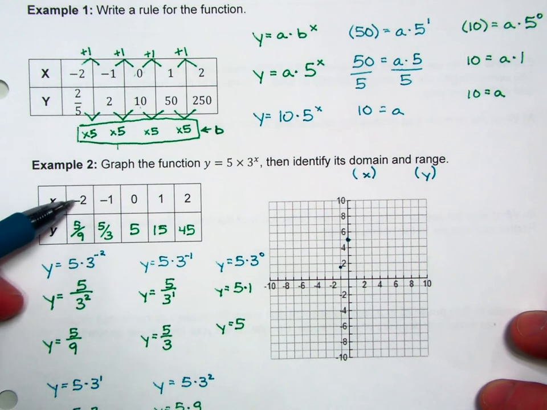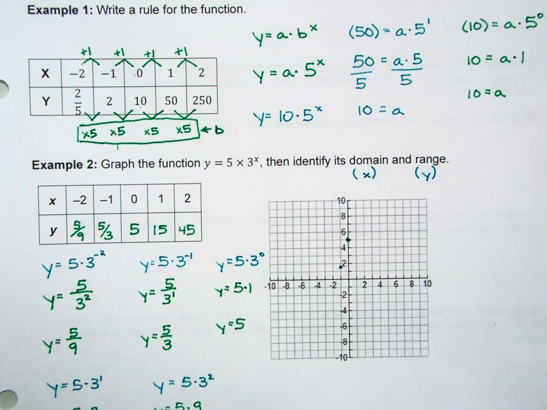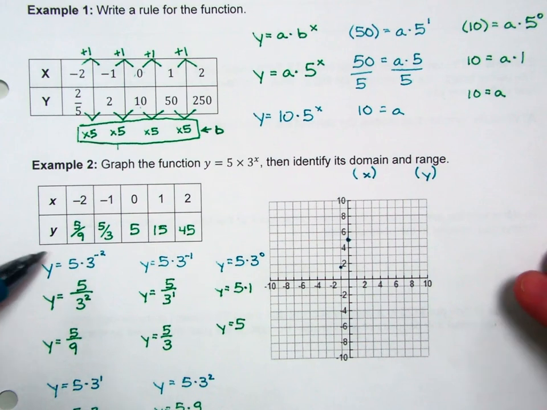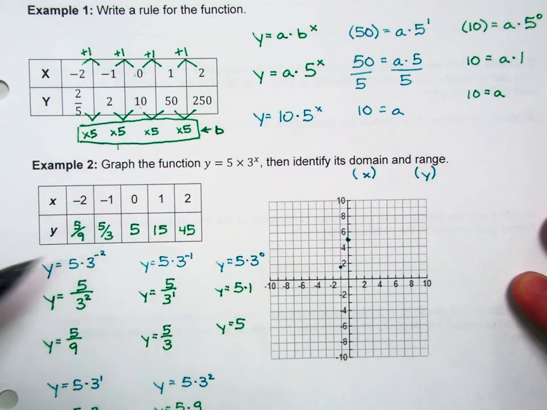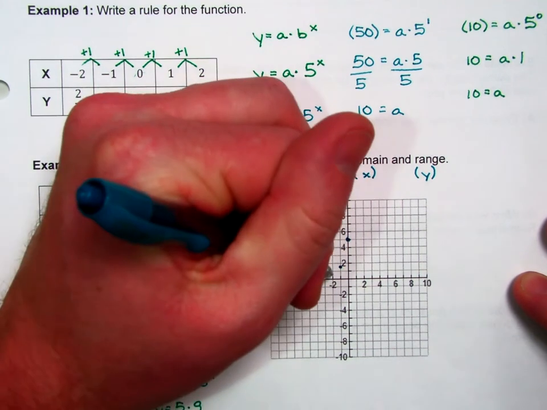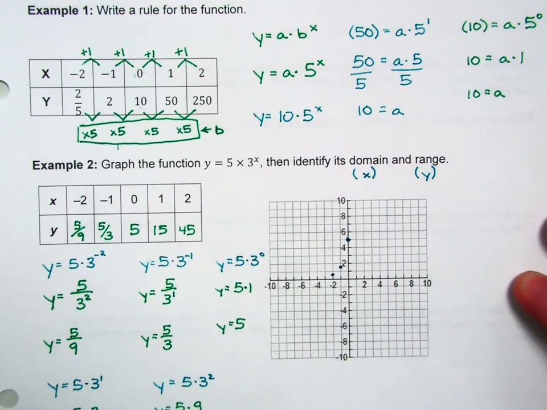Okay? And then this one here, -2 and 5/9. Well, 5/9 is really small. Okay? So 5/9 is a number that's bigger than a half, but not a whole lot bigger than a half. So what we're going to do is graph that point, -2, comma, and then a number that's really close to 1/2.